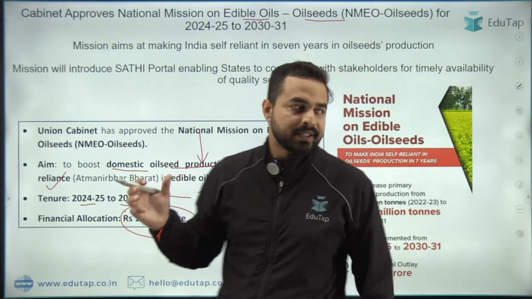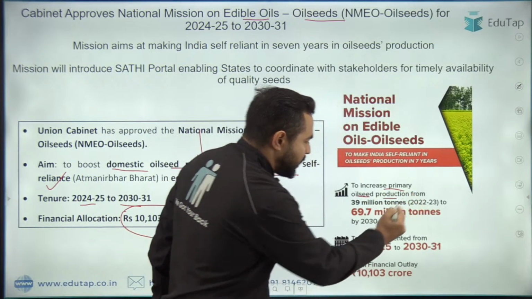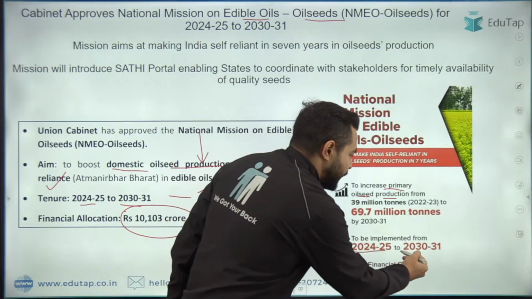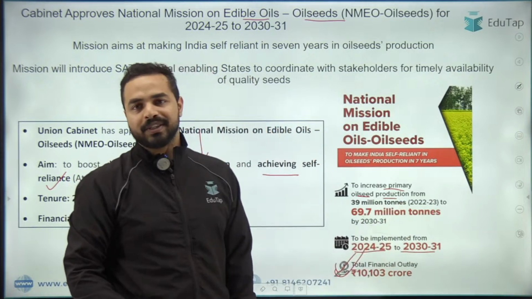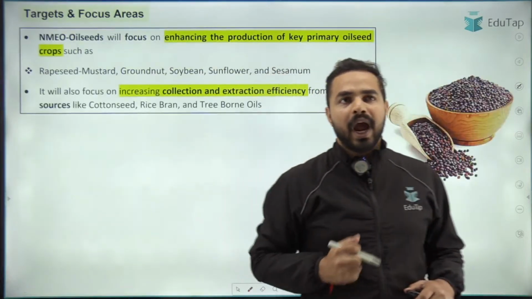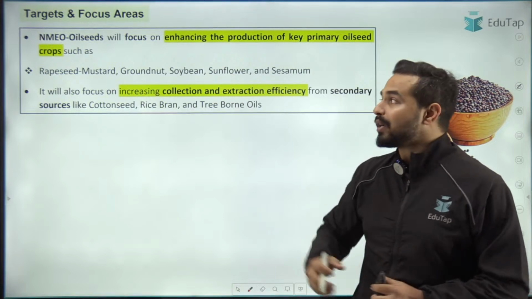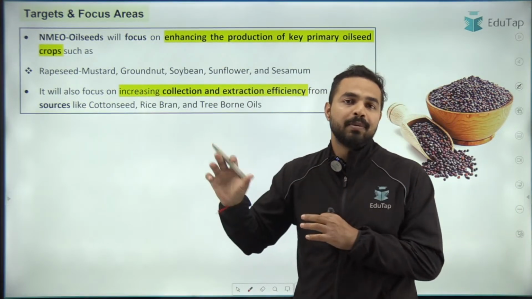तो हम यहाँ पर भी एक बार देख सकते हैं that it has been launched to increase primary oilseed production, and it has been launched from 2024-25 to 2030-31 with the allocation of 10,103 crore rupees. So this is something that we should remember from the exam point of view. Now moving on to some important areas of this scheme, that is, what are the target areas and the focus areas on which this scheme will be working.